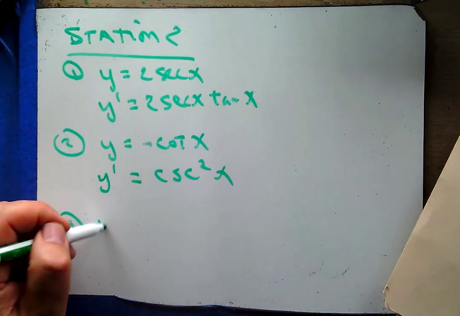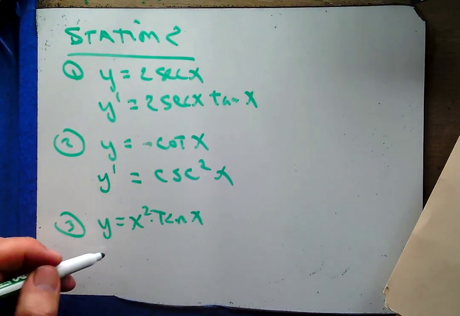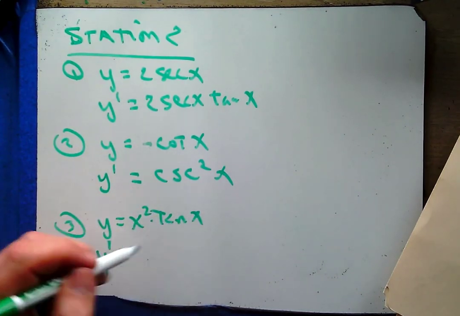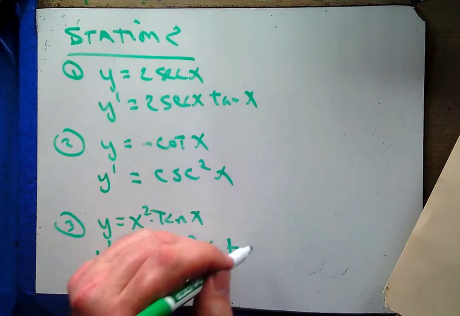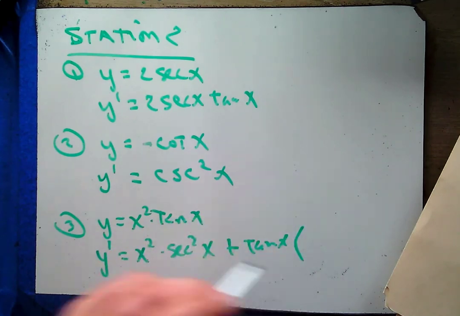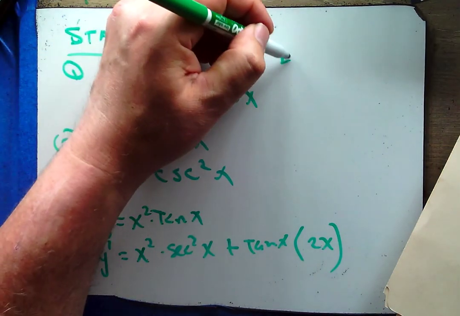Three says y equals x squared times x. Well, that's a product, so y prime is going to be this times the derivative of that plus this times the derivative of that. Okay, that's the first three. Oh, we've only got four, so let's put it over here.